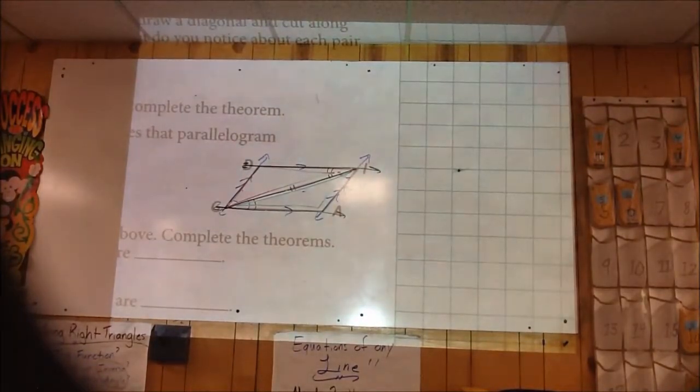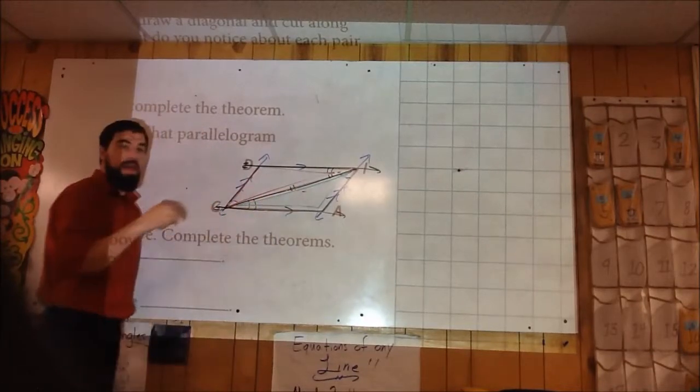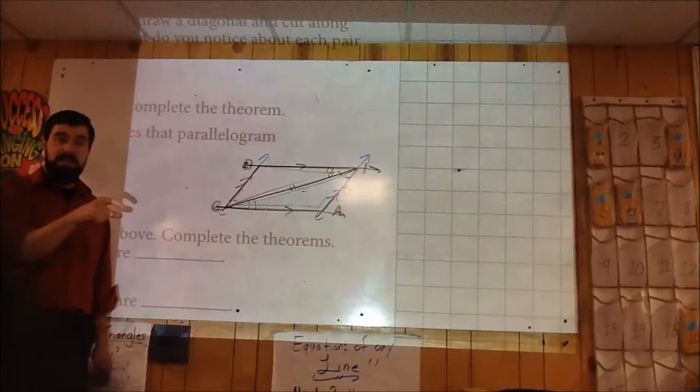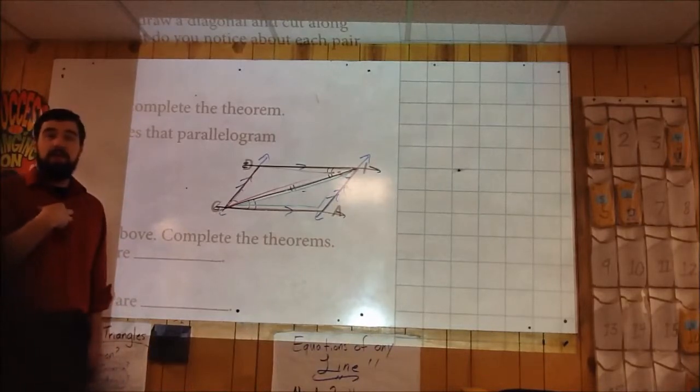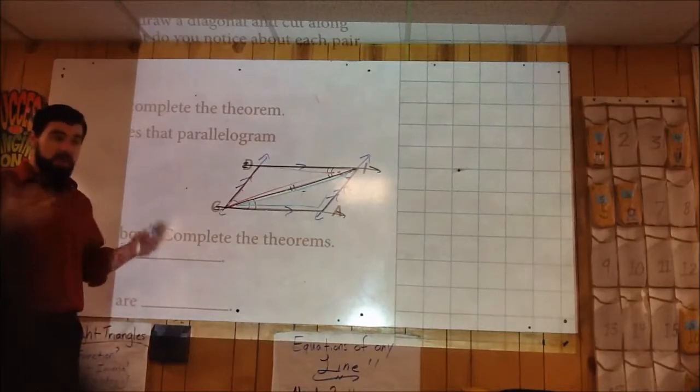Because I have proven that this red triangle is congruent to this green triangle, I've got 3 other corresponding parts that I originally didn't know anything about, but I now know that they're congruent because I know the whole triangles are congruent.